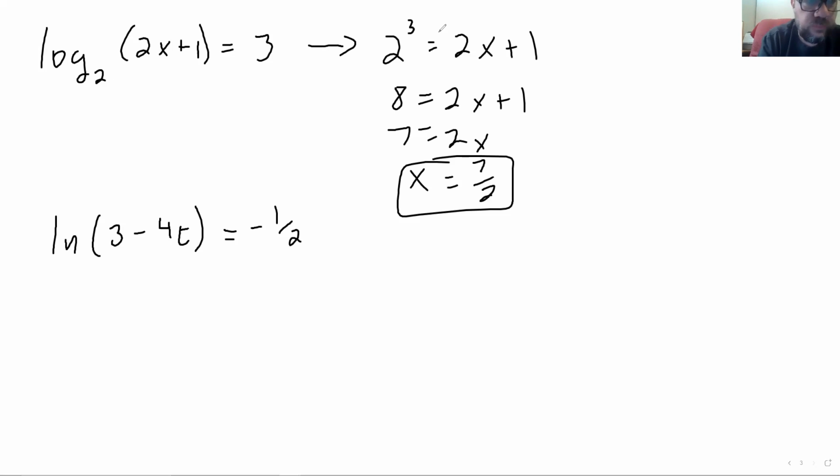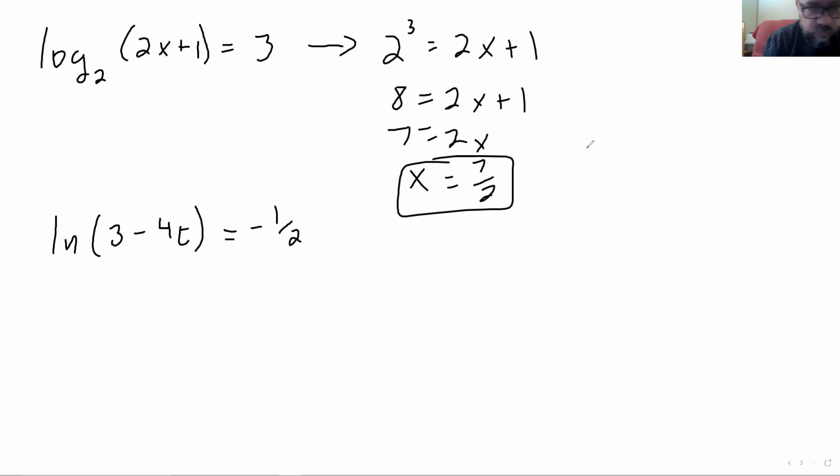Same thing for the next one. It's messier, but it's the same basic idea. The thing you want to remember here is this is a natural log, so the base is e, right? It's not written there, so you have to tell yourself, what's my base when I don't see one? Well, if it just says log, your base is 10. If it says ln, your base is e. So this says that e to the negative 1/2 equals 3 minus 4t.